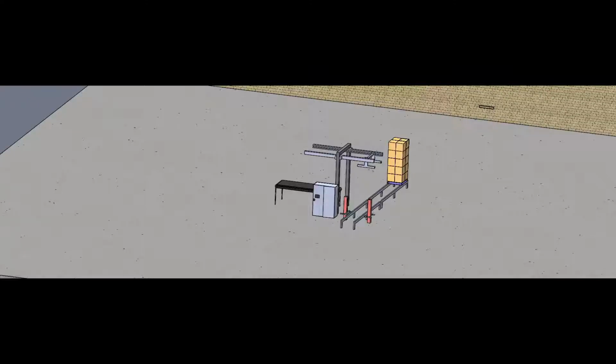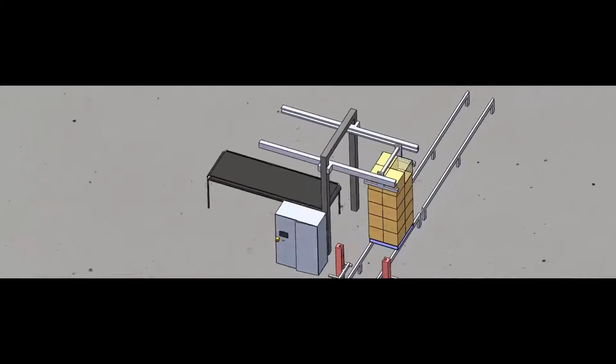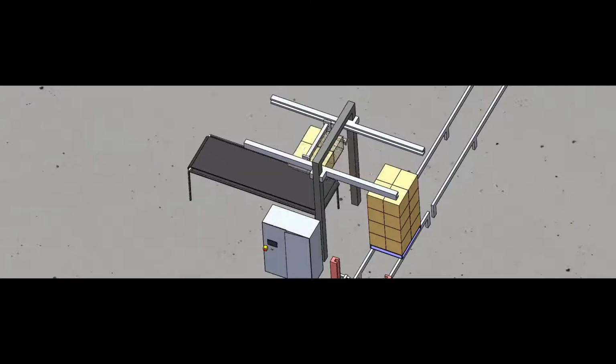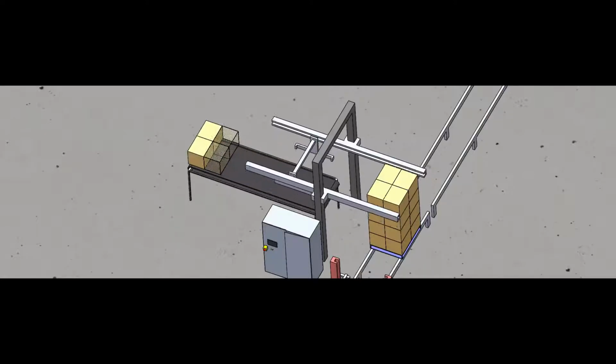An operator uses a forklift to load pallets filled with boxes onto a chain conveyor. The chain conveyor takes the pallets into the depalletizing area. The depalletizing robot 1 takes 4 boxes at a time and places them onto a belt conveyor.